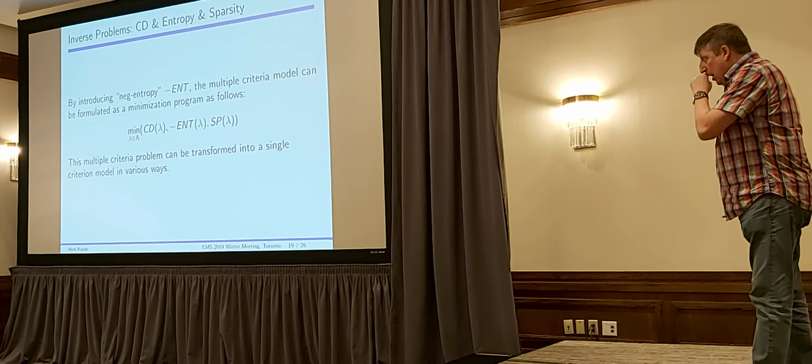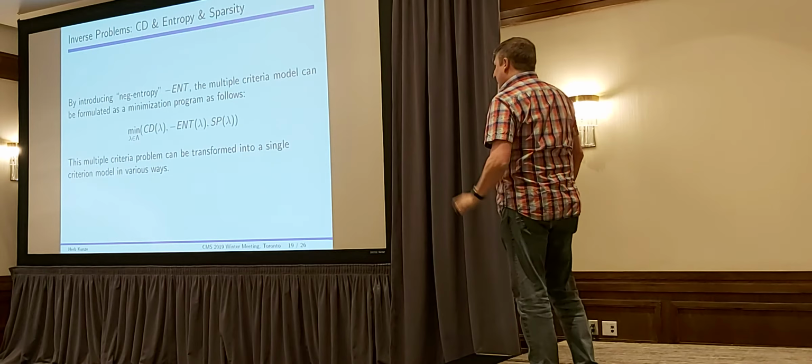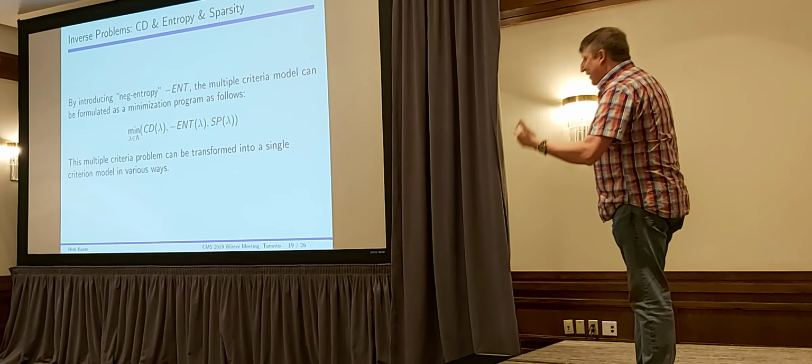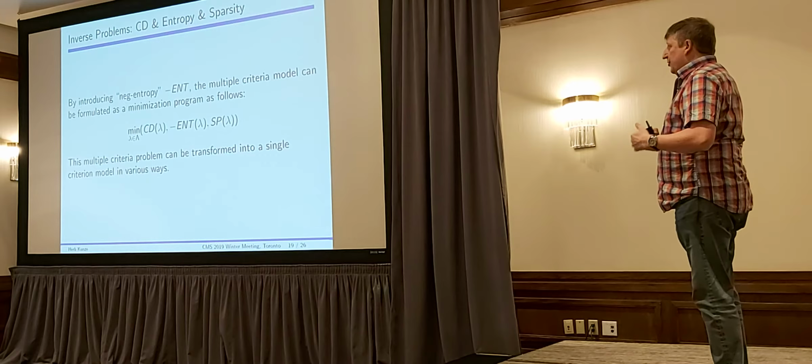Since we want to frame the whole problem as a minimization problem, we flip the entropy. In the literature they write negative entropy, so that instead of maximizing entropy, we're minimizing negative entropy. And then the minimization problem is to minimize this triplet. And so now we have a multi-criteria problem, and typically when you work with these things, you turn them into a single criterion model in some way.